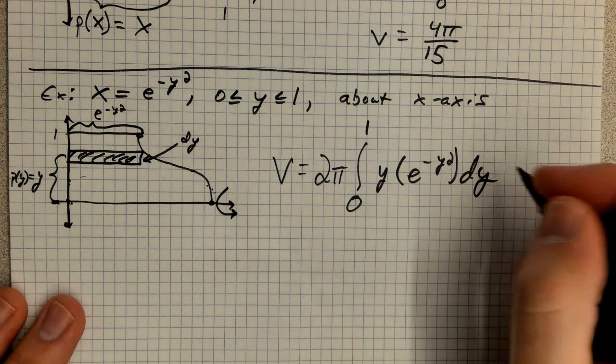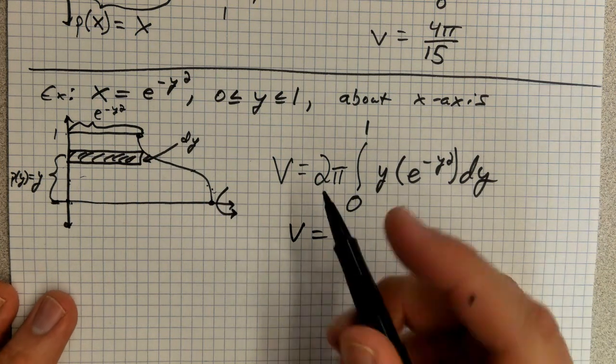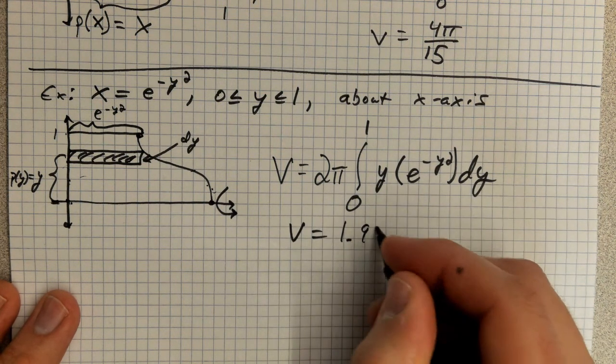And when you compute that, it's got e in it, so the volume doesn't come out to be a nice number. You end up with 1.986.